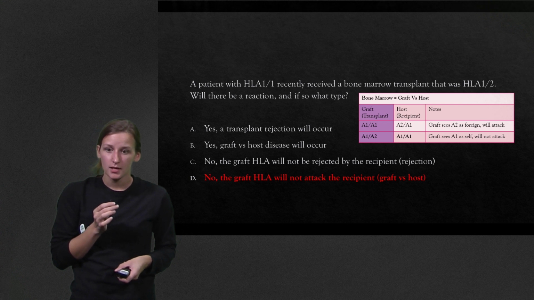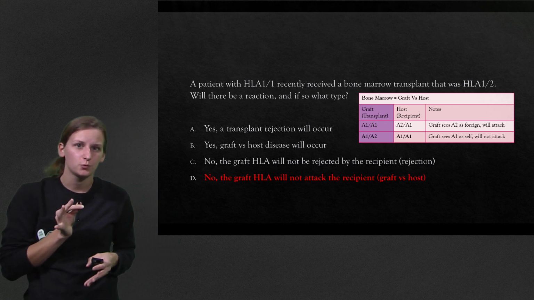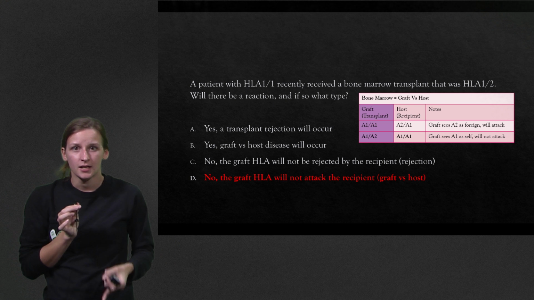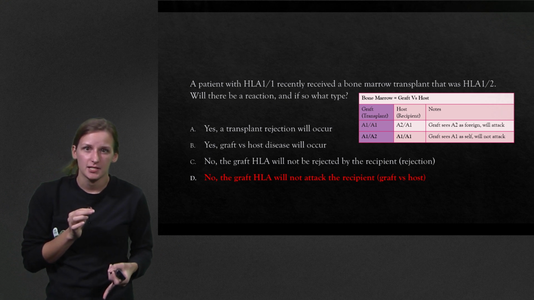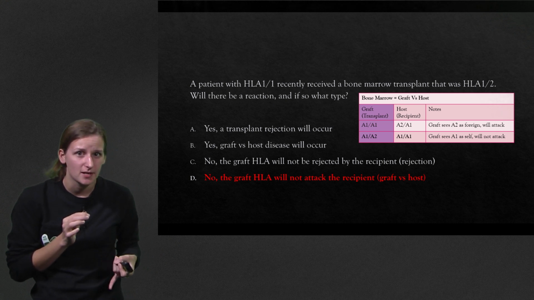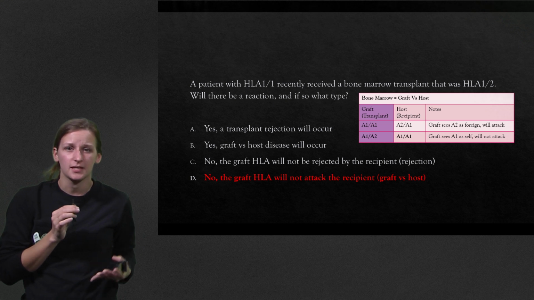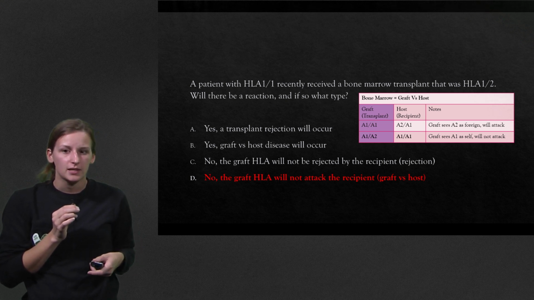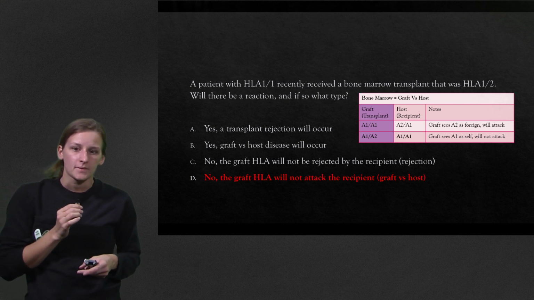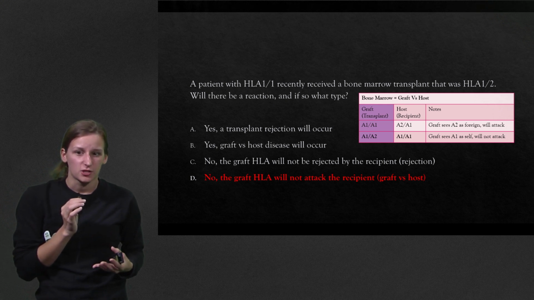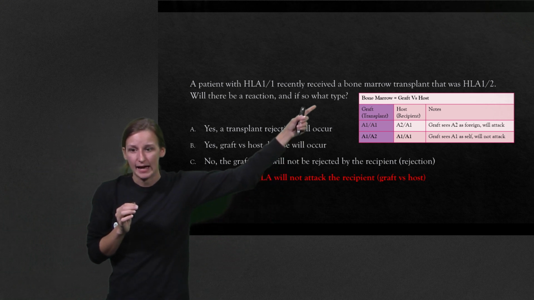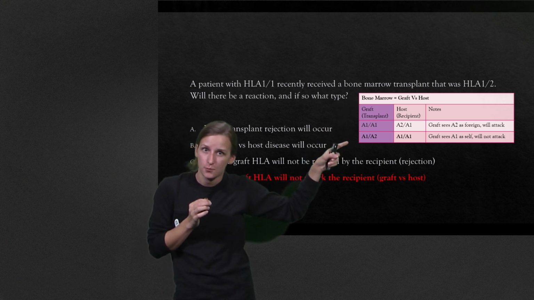All right, so this one is that multi-level one where you have to figure out, first of all, what kind of reaction is it? Is it graft versus host, or is it just a transplant rejection? And then you match up the HLA types. So in this case, bone marrow, that means that it's going to be graft versus host. So we care about what the graft has, and then the host has to match up with the graft.